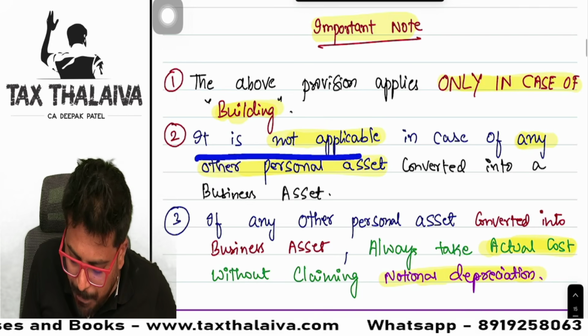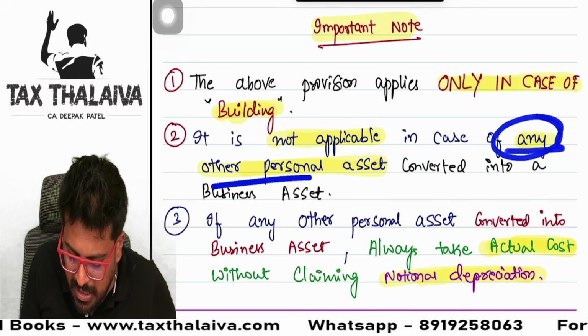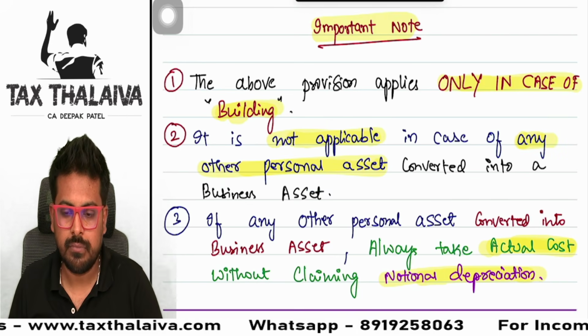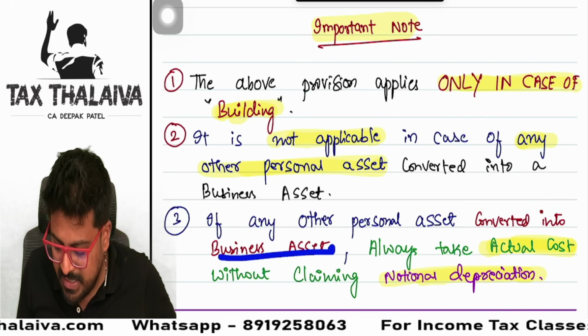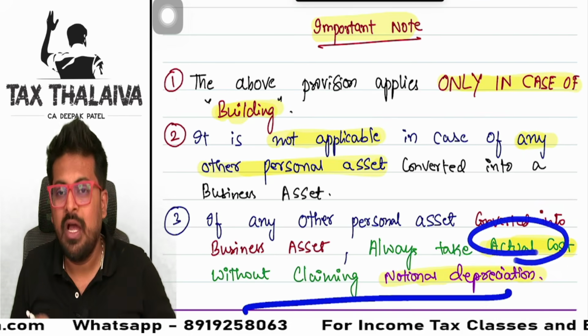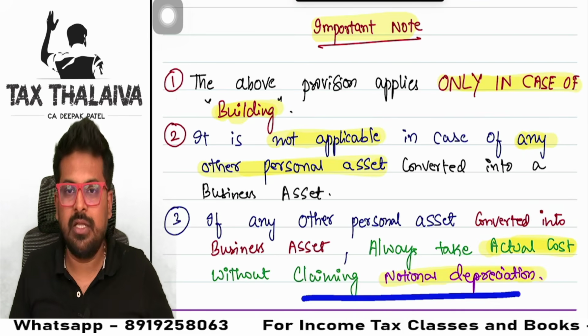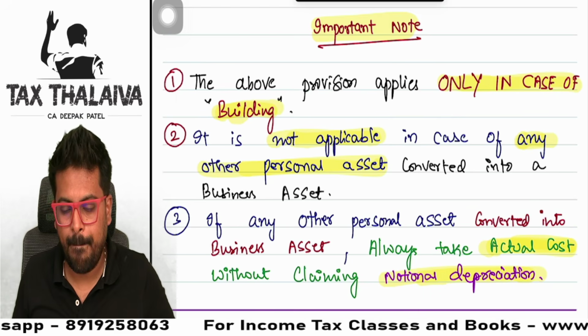So, it is not applicable in case of any asset other than a building. If any other personal asset is converted into a business asset, always take the actual cost of acquisition only, without claiming the notional depreciation, mind you.